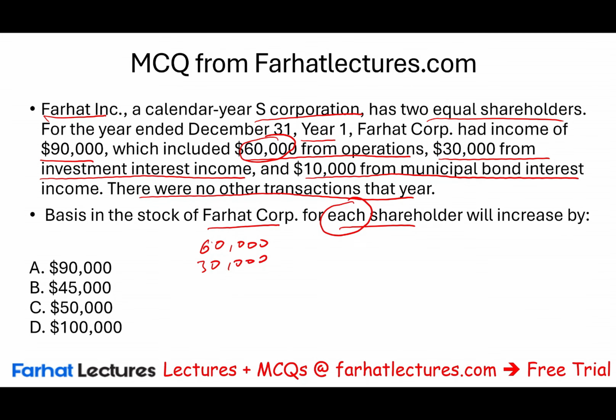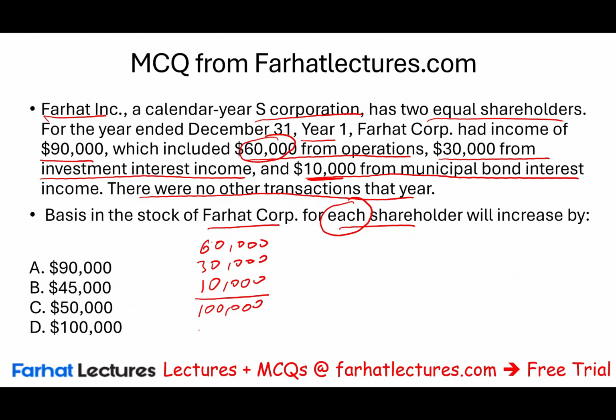And this is where students will hesitate and they would say, municipal bonds are not taxable. I hope you would remember this. It does not matter. Income from all sources will increase your basis. Whether it's taxable or not, that's a separate issue. So what does that mean? It means income, whether it's taxable or not, affects your basis. Now, if we take 60 plus 30 plus 10, that equals 100,000.